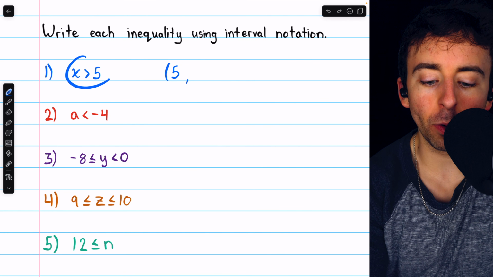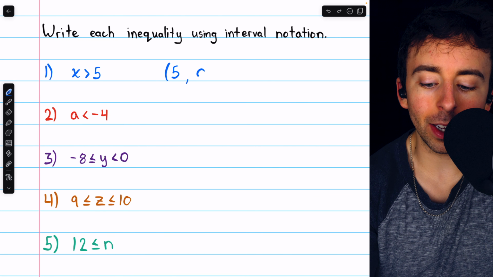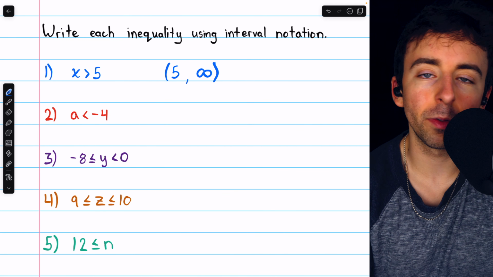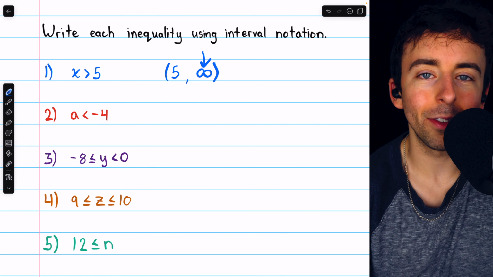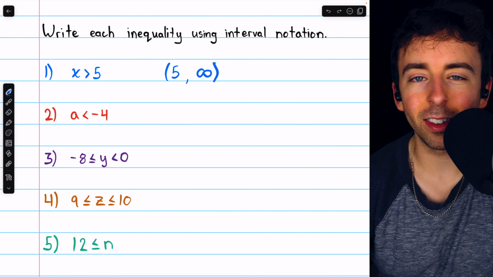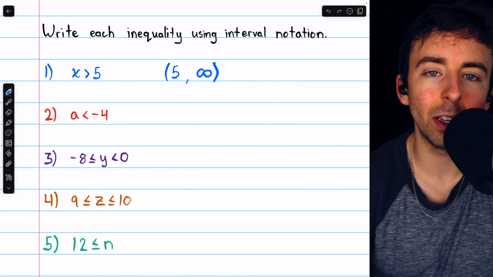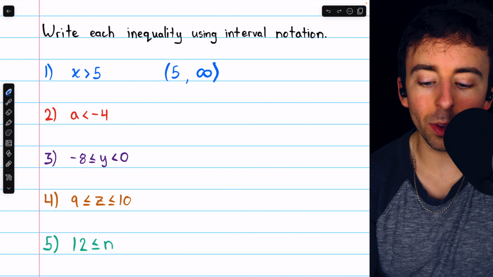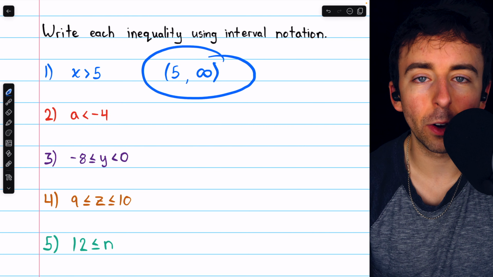Now, if x has to be greater than 5, it can be as big as it likes, as long as it's greater than 5. So we would go up to infinity. And we also use a parenthesis with infinity, because infinity is not a number, and so can't actually be in our interval. So this is the set of numbers that are greater than 5.